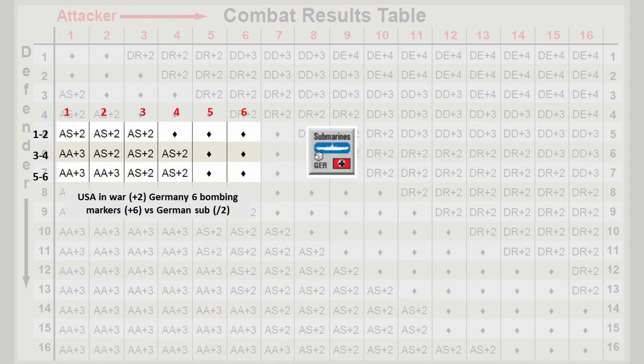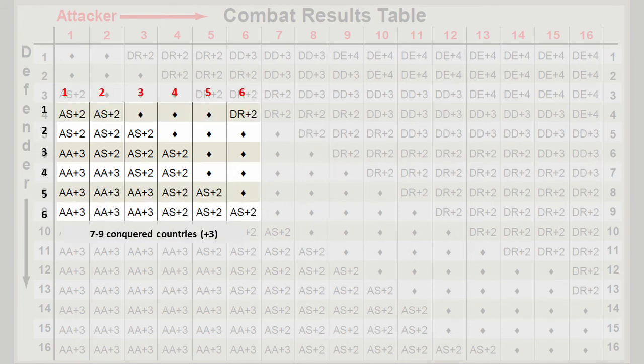Even if the Germans apply a submarine marker, they're still very likely to receive an AS result, and they certainly won't get to a DR result. On the Eastern Front, in the historical scenario with 7 to 9 conquered countries, it looks like this, assuming that you haven't taken Norway, which again is a question around whether or not Norway is worth the effort for this.